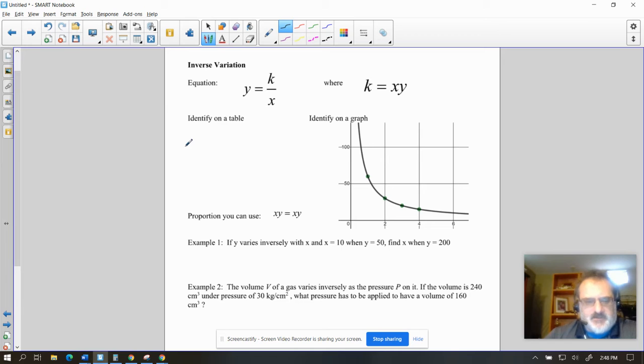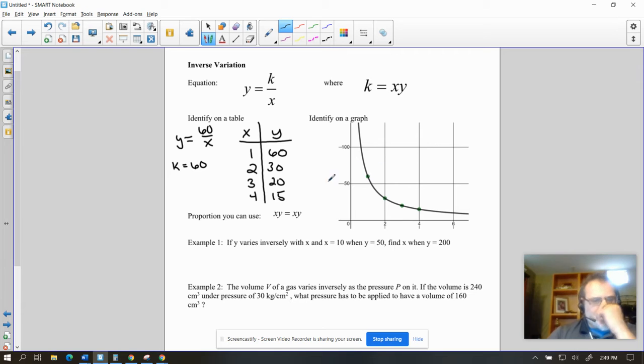If I wanted to identify from a table, we're going to make an example here. Our example is going to be y equals 60 divided by x, where our k is 60. Our constant is 60. Let's go ahead and fill in some numbers for our table. 1. 60 divided by 1 is 60. 2. 60 divided by 2 is 30. 3. 60 divided by 3 is 20. And 4. 60 divided by 4 is 15.